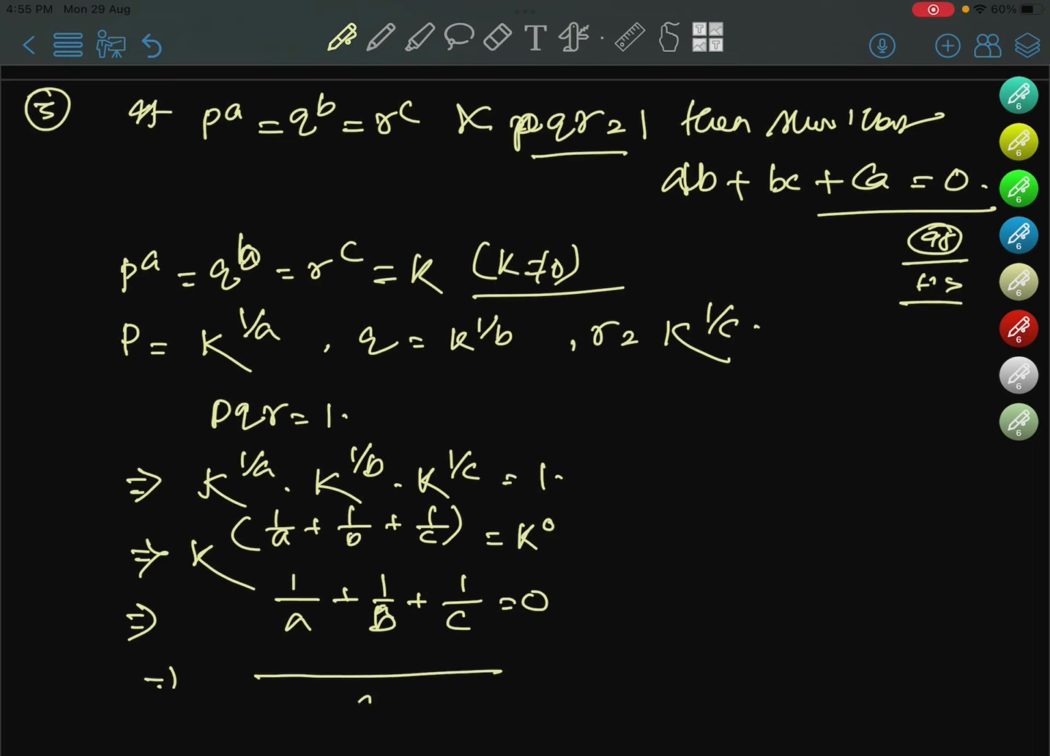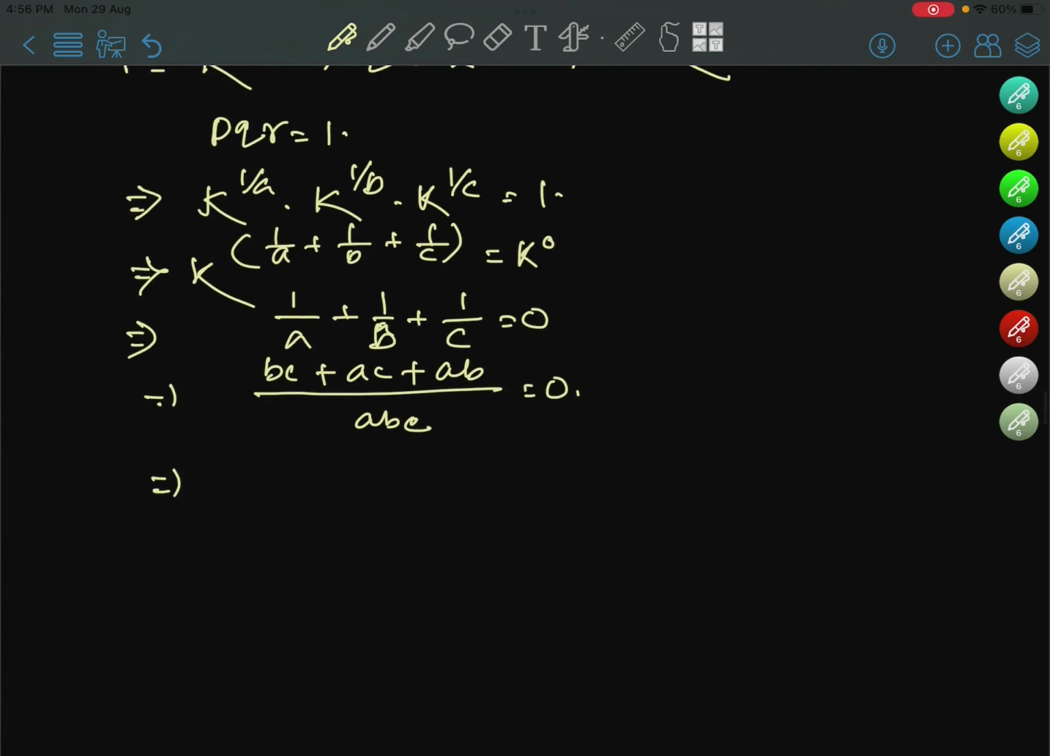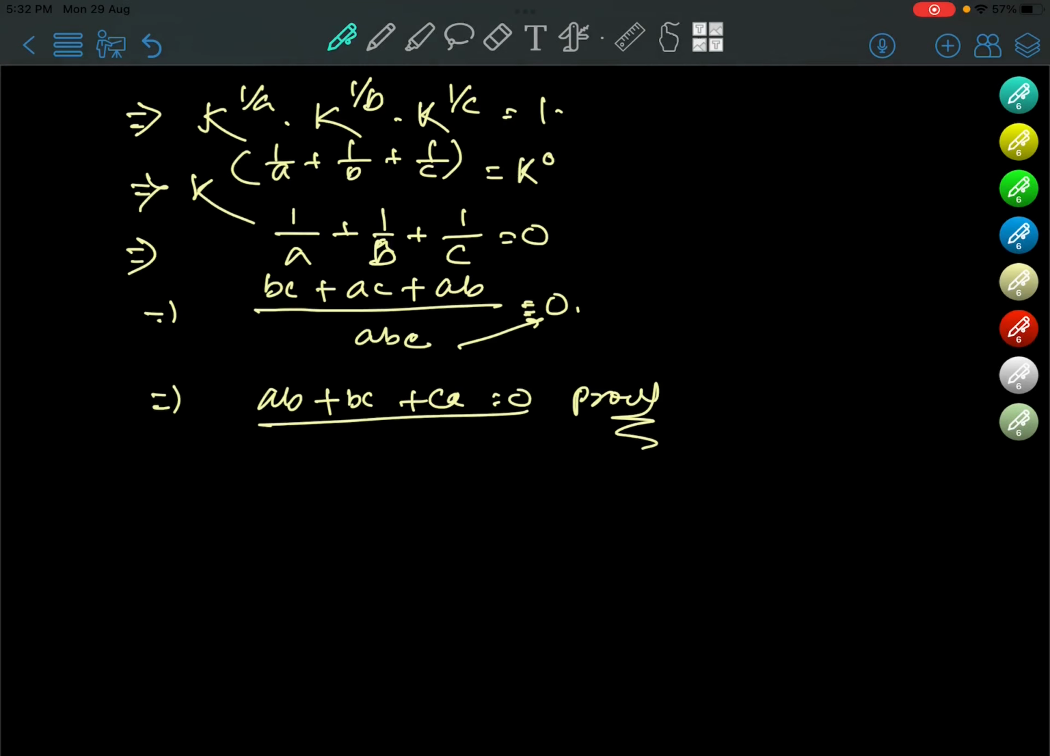Now we are going to sum it. abc × (1/a + 1/b + 1/c) = (bc + ac + ab) = 0. On the right hand side, multiplying abc with 0 gives 0. Now we can write ab + bc + ca = 0. Proven. Now the next problem is quite similar to this one. Similar in the sense that the way we solved the previous two problems, we are going to solve these problems using that method.